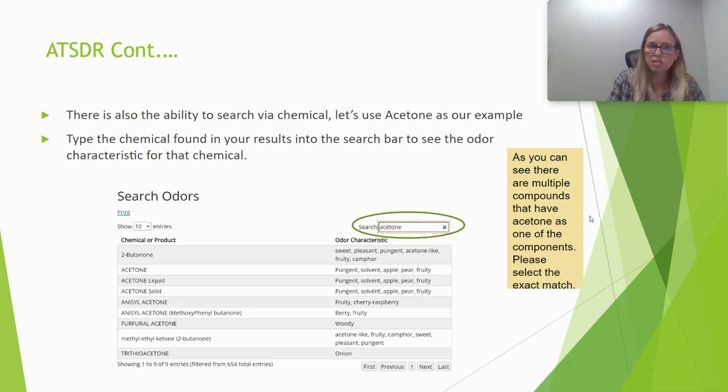There is also the ability to search via chemical. So let's use acetone as our example. If you type the chemical found in your results into the search bar, you can see the odor characteristic for that chemical. So we type in acetone. And then, as you can see, there are multiple compounds that have acetone as one of their components. So please select the exact match. So here at the top on the left, you'll see the second one down is acetone and only acetone. That's the one that you'll want to pick and look at the information for.